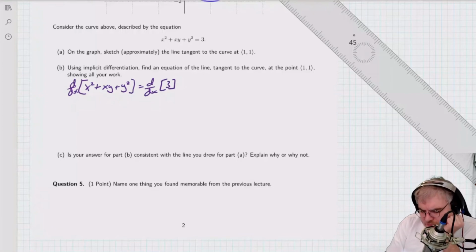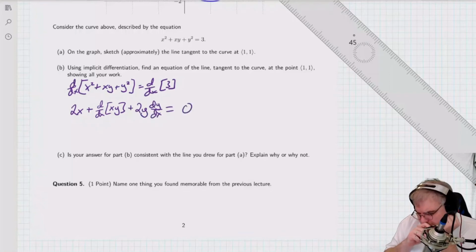All right, so let's run through this. I'm going to run through it with the sum rule here. This is going to be 2x plus, that's just a power. So I'm going to do this one at the same time. I probably shouldn't have. This is going to be interesting. Plus, this one's going to have a chain in it, so it's going to be 2y dy over dx. And that's going to equal 0 because the right side is a constant.